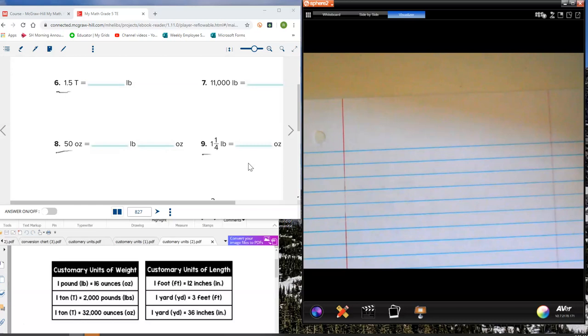That means I'm going to take my 3/4 of a ton, and I'm going to take that fraction, and I'm going to multiply it by the number of pounds in 1 ton. Looks like here 2,000 pounds are in 1 ton, so that's what I'm going to multiply. 3/4 multiplied by 2,000. Okay, now another way to look at that is to remember that that is 3/4 of 2,000.